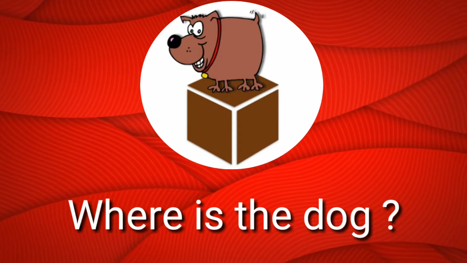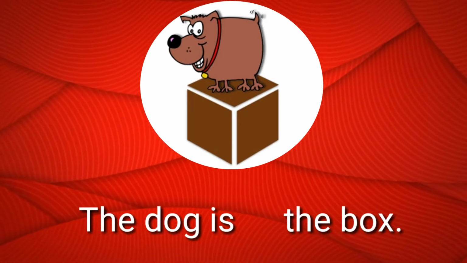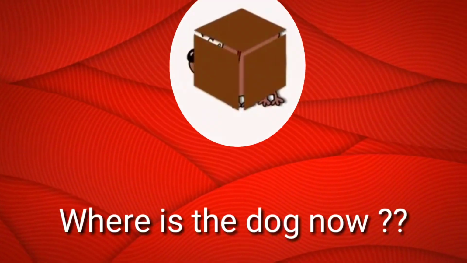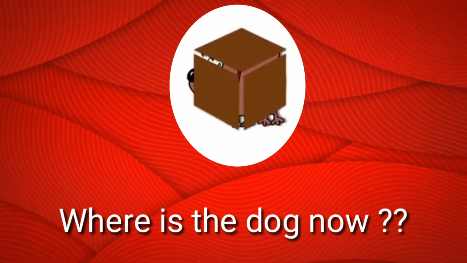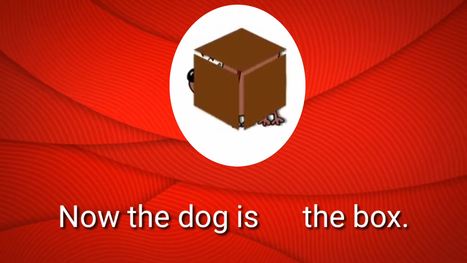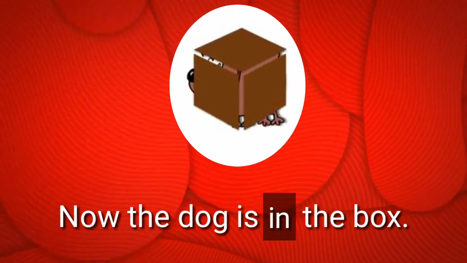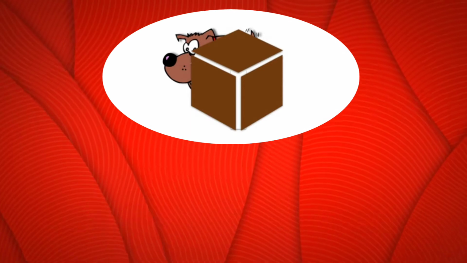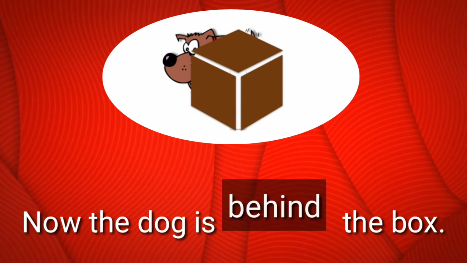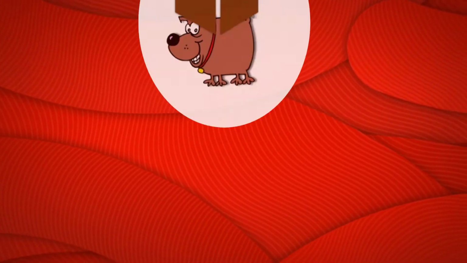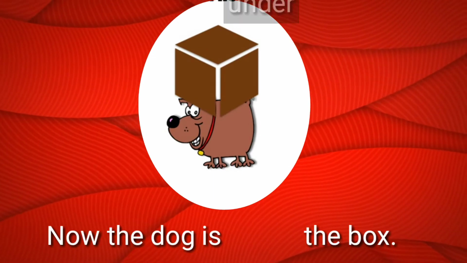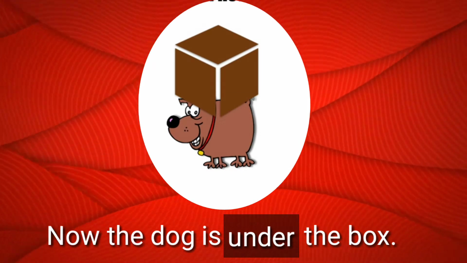Where is the dog? The dog is on the box. Where is the dog now? Now the dog is in the box. Okay, where is the dog now? Now the dog is behind the box. Where is the dog now? Now the dog is under the box.